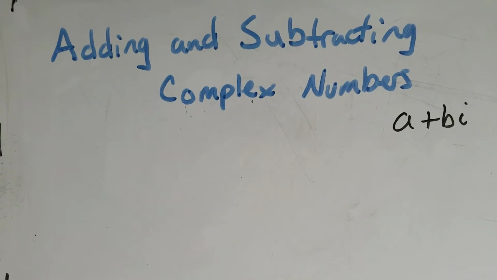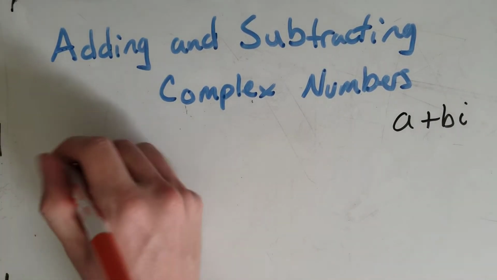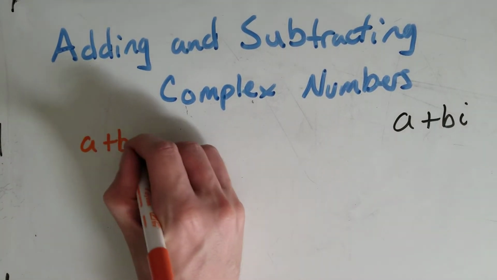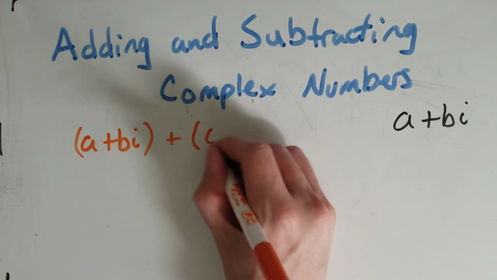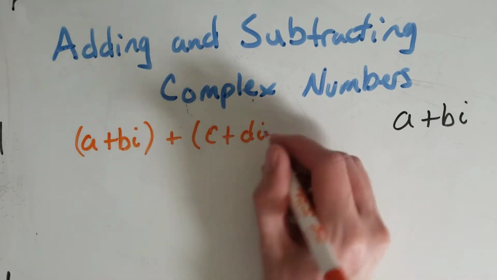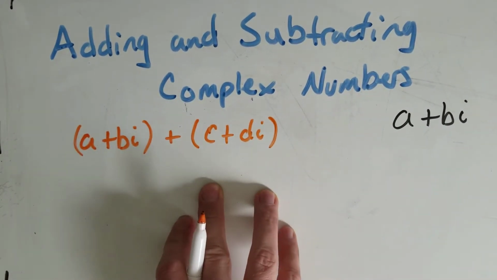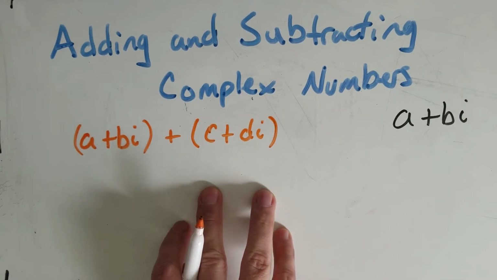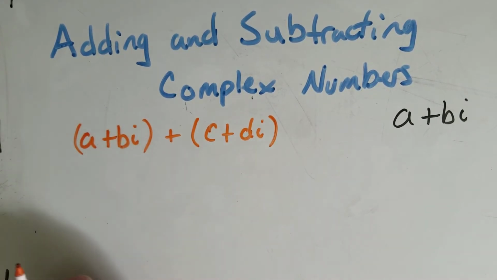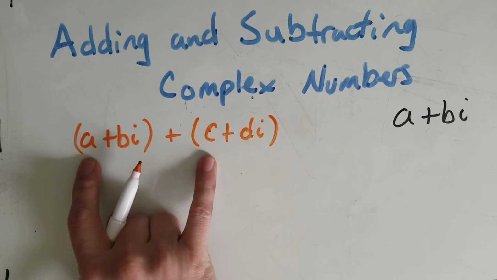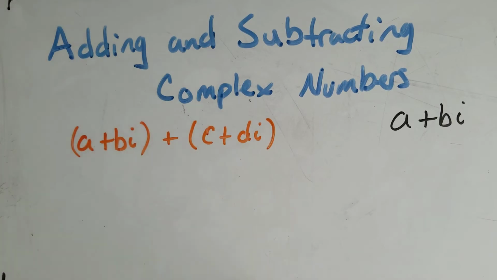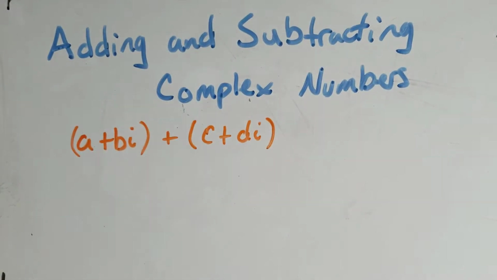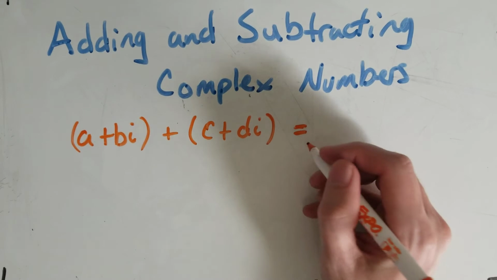So to add two complex numbers, we'll say a plus bi is a complex number, and then we'll say c plus di is another complex number. If you're adding them together, and the same thing will go for subtracting, all you're going to do is add together the real parts, and then add together the imaginary parts, and then the sum you just simplify, and that'll be your sum of the two complex numbers.